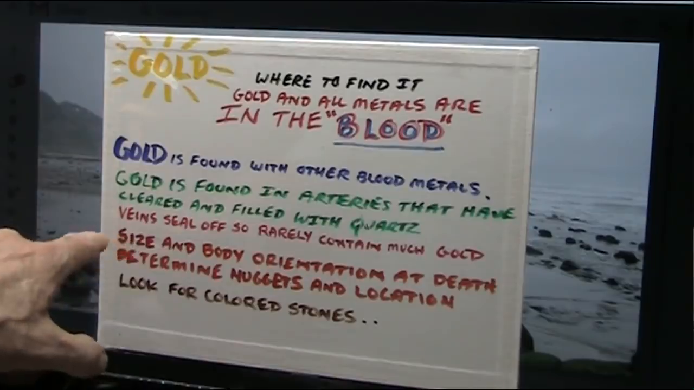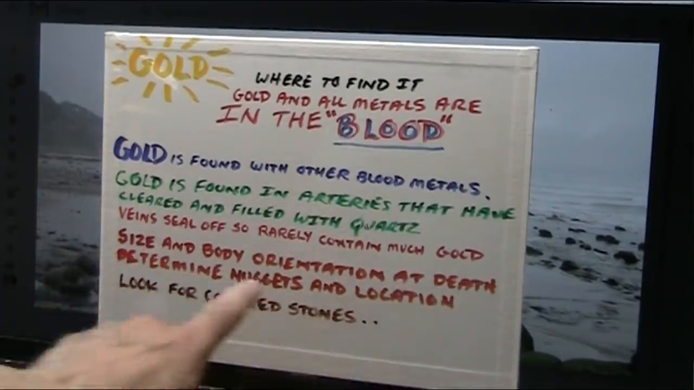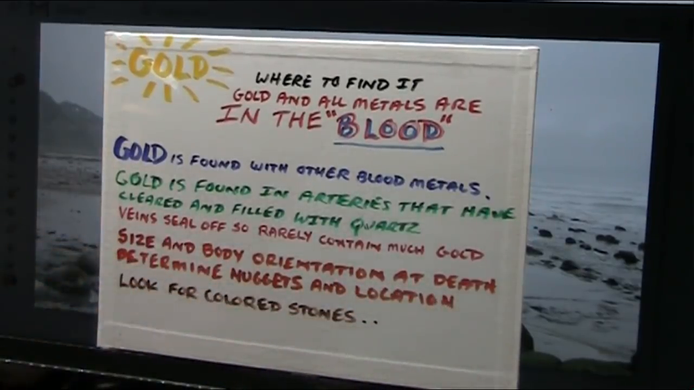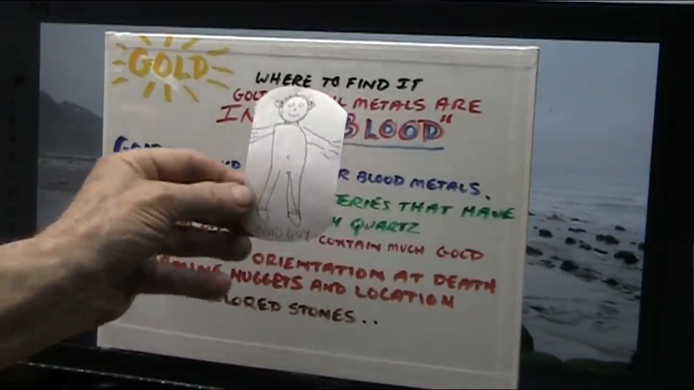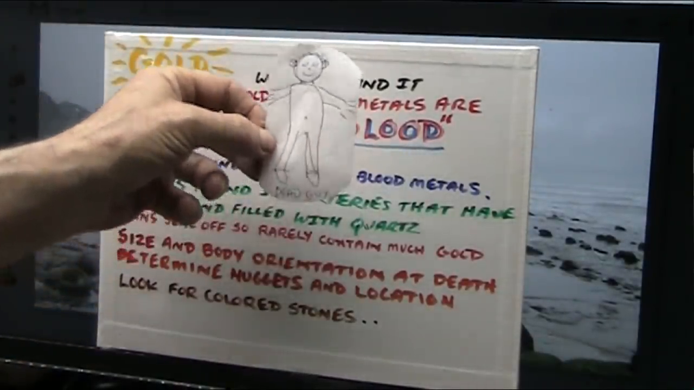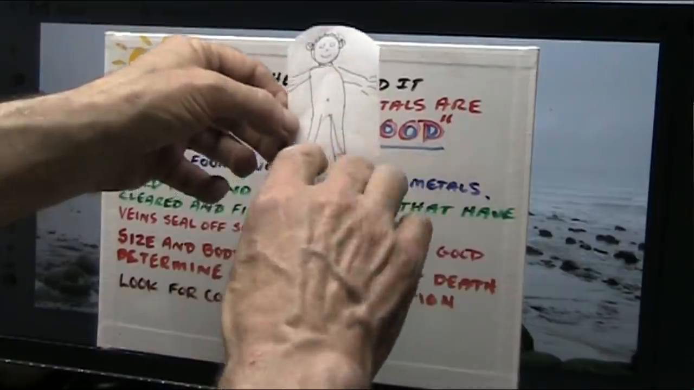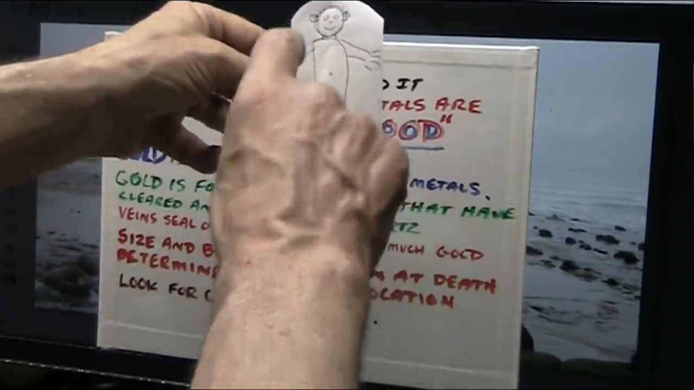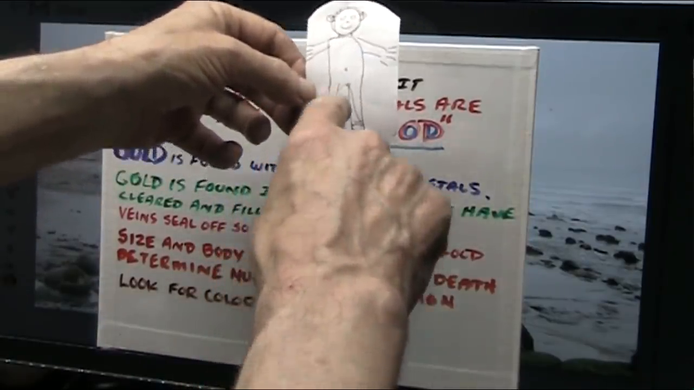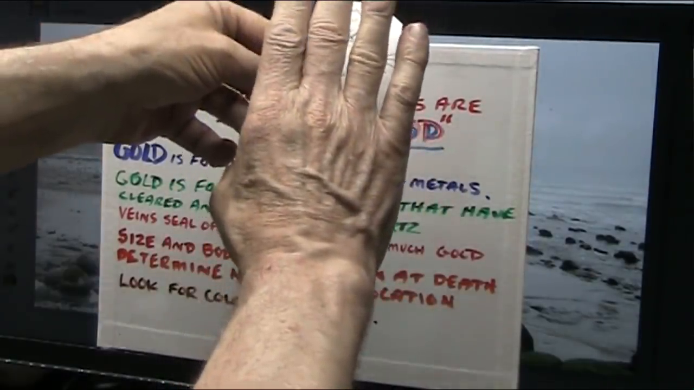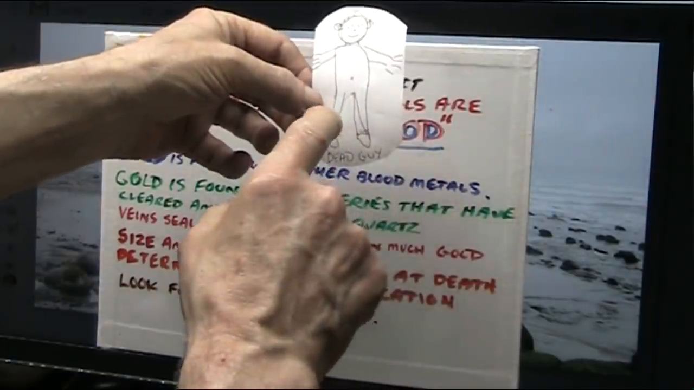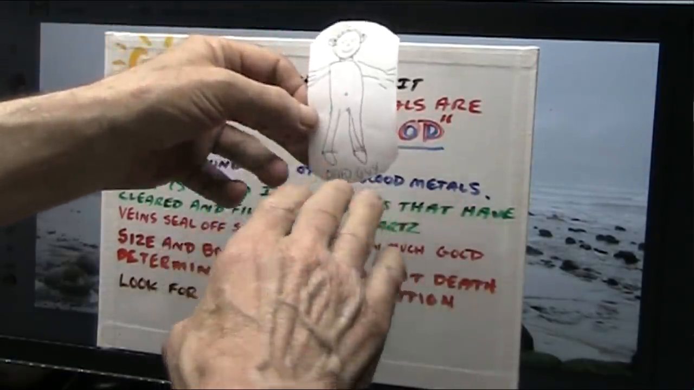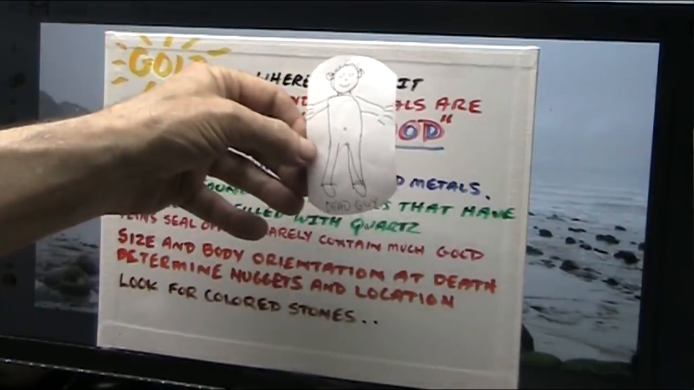So now the size and the body orientation at death determines where the nuggets are and the location of where the blood is. Now let's talk about a guy's body. This is the guy here who died. He's a dead guy. Now if he's standing like this when he died and floated, and he's in the mud like this, and he's got one foot deep trying to push the other foot out, the other foot is up here, and he was buoyant during this event. If he was, all of the heavy metals will drain.